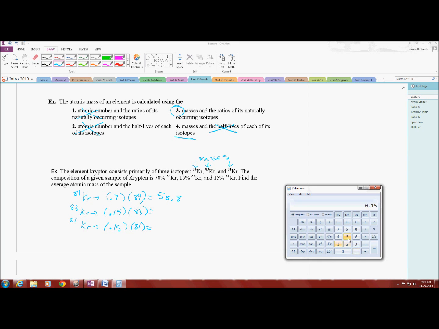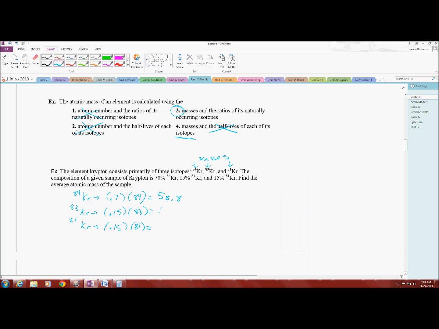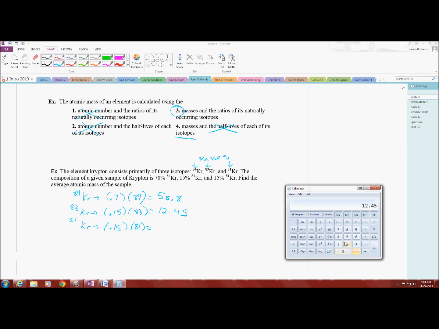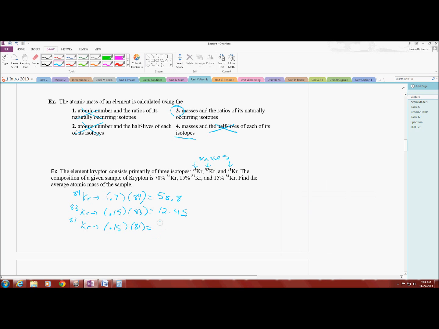0.15 times 83, 12.45. And 0.15 times 81, 12.15. And then to finish it, of course, don't stop there. Make sure you finish it by adding them together.